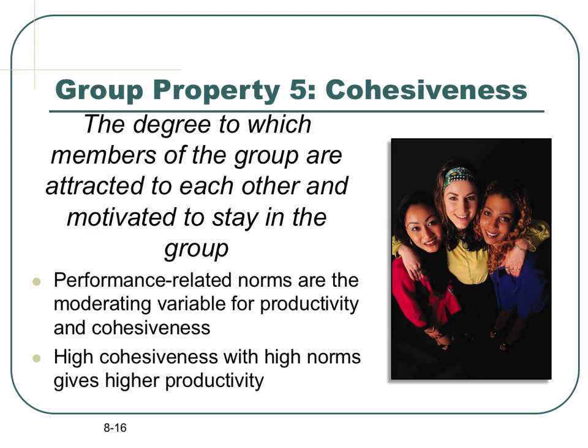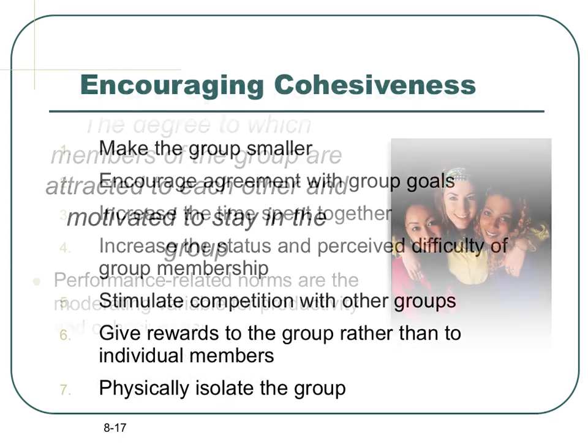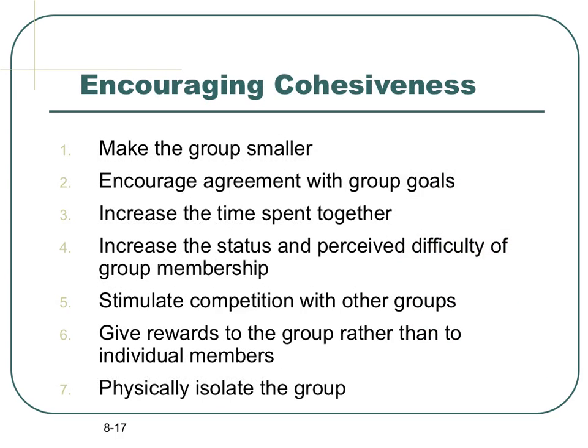High cohesiveness with high norms gives higher productivity. How will we encourage cohesiveness? Make the group smaller, encourage agreement with group goals, and increase the time spent together. Increase the status and perceived difficulty of group membership, stimulate competition with other groups, and give rewards to the group rather than to individual members. Tell them that it's not individual performance but group performance, and physically isolate the group. Do not sit them at one side.